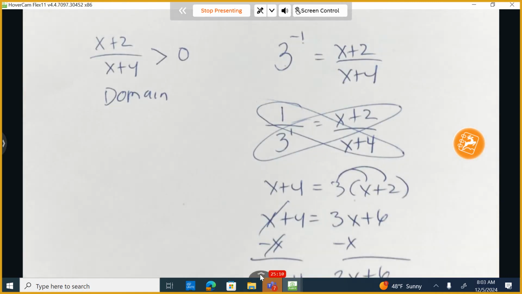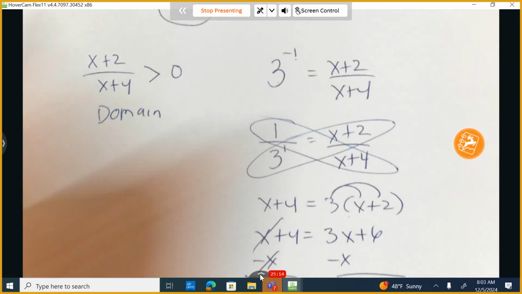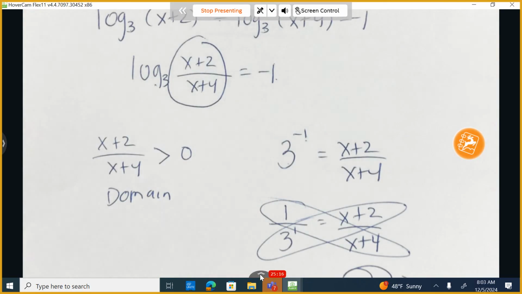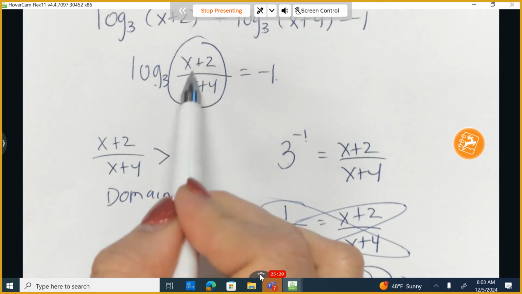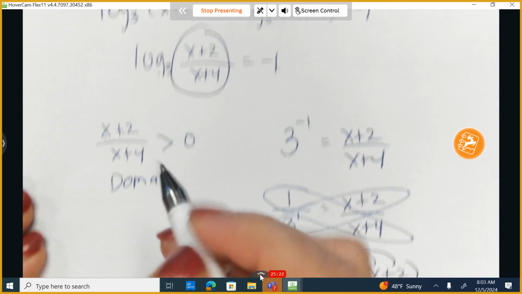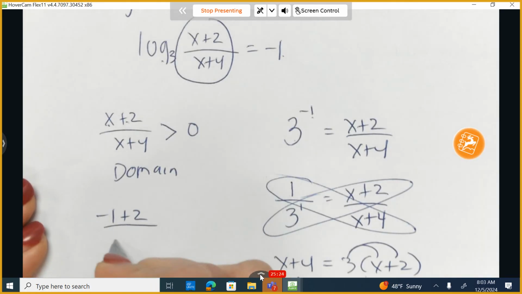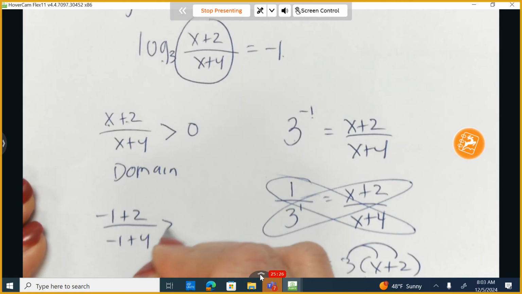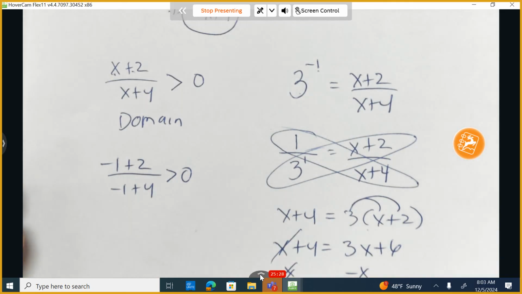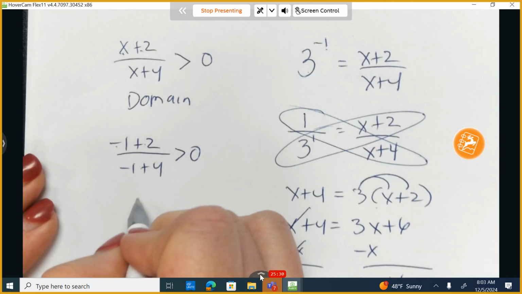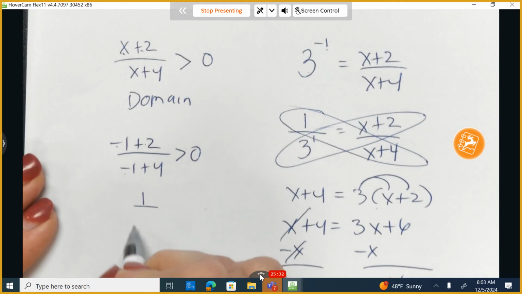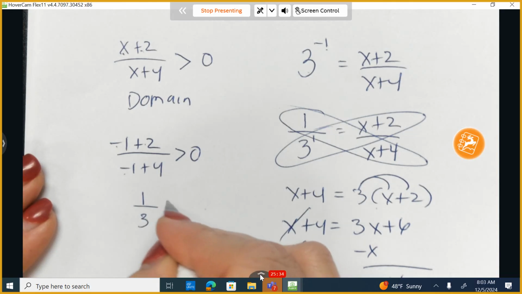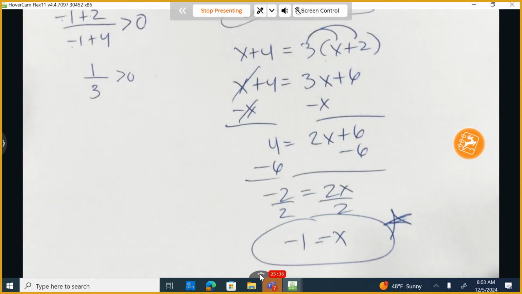I'm going to come back up here and I have to make sure if this is going to work. When I plug in negative 1 to this quantity, which is whatever is directly behind the base of the log, this has to be greater than 0. So I'm going to plug in negative 1 right now. I have negative 1 plus 2, and I have negative 1 plus 4. It has to be greater than 0 if it's going to actually be a solution. Negative 1 plus 2 is 1. Negative 1 plus 4 is 3. This is greater than 0. That means that this solution does work.